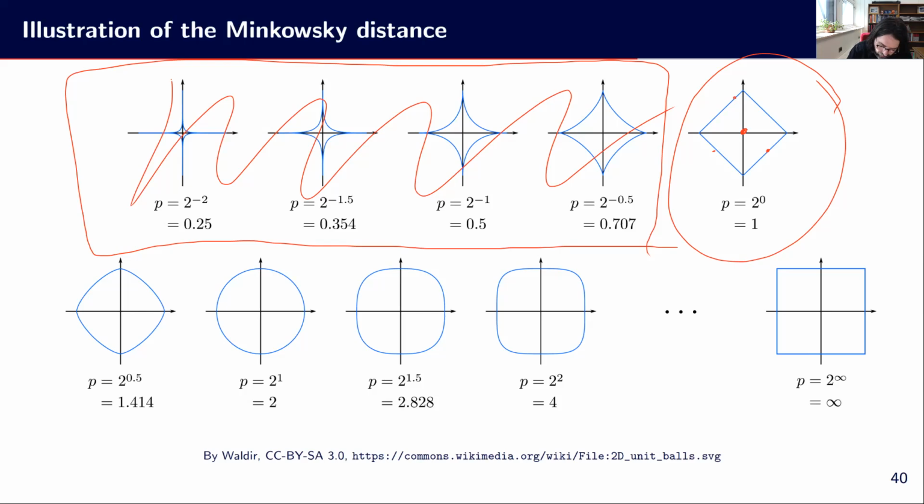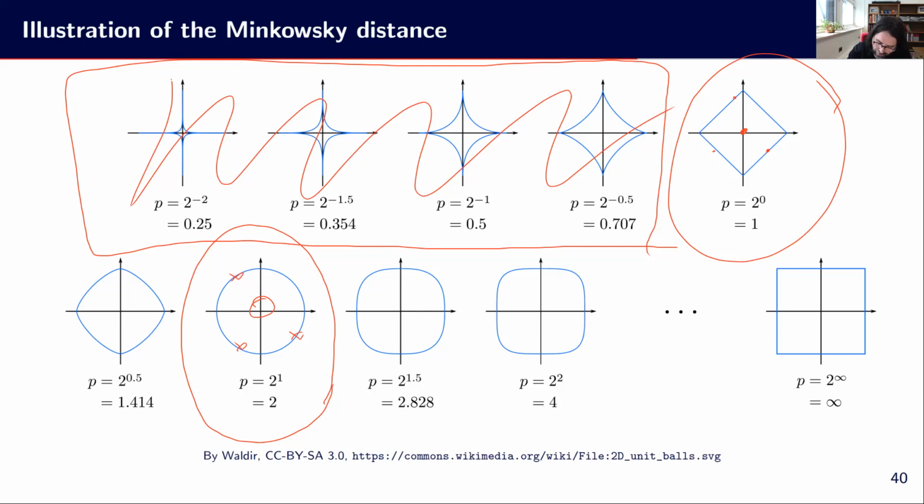As for the other here, we have this one. So P equal to 2. This is the one with the Euclidean distance. And in fact, according to the Euclidean distance, we are at the same distance from the origin on a circle. So being here or there on that circle, this blue circle corresponds to equal Euclidean distance from the origin. With bigger P, we can see that the circle is coming closer and closer to a square.